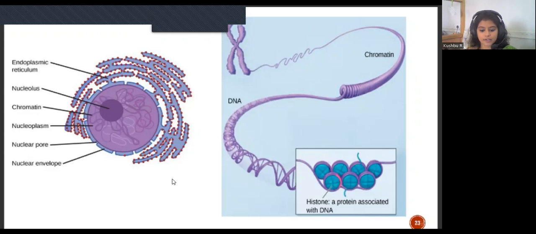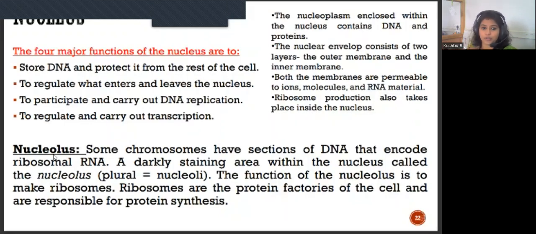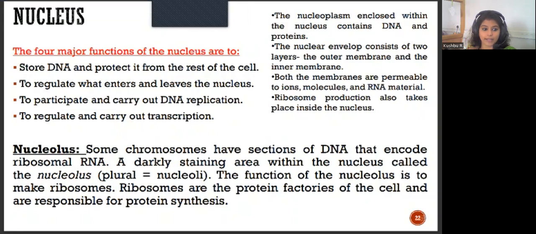To see the structure and function of the nucleolus, the darkly stained region of your nucleus: some chromosomes have sections of DNA that encode ribosomal RNA. The darkly stained region is the nucleolus. The ultimate function of your nucleolus is to make ribosomes. The DNA that encodes ribosomal RNA is present inside your nucleus. The ultimate agenda of your nucleolus is to synthesize ribosomes, and ribosomes ultimately synthesize proteins.